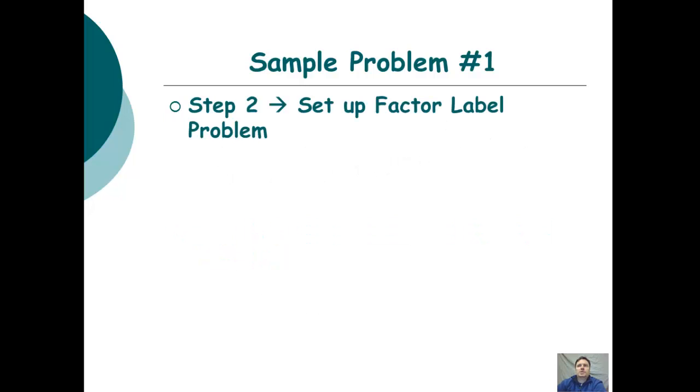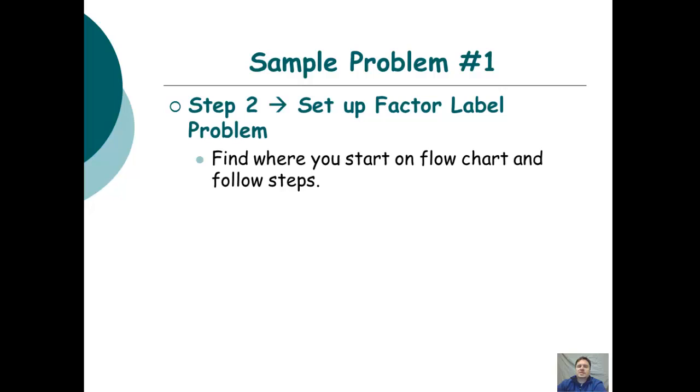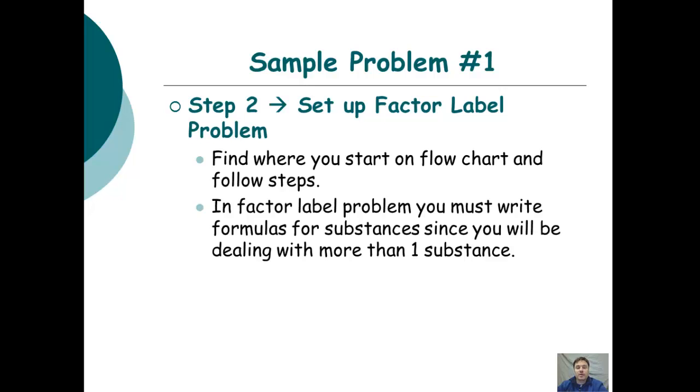Okay. Once you have your balanced equation, you're going to set up your factor labeling. You're going to look at that flow chart and find out where we're starting and follow the steps through that flow chart. Well, in this problem, they gave us, I believe, 50 grams. Remember, in a factor label, you must write the formula for the substances. So we must write what compound we're talking about after the numerical value. So it's adding one step to our no naked numbers. So we started with 50 grams calcium carbonate. That's going to be in the upper left of your flowchart.